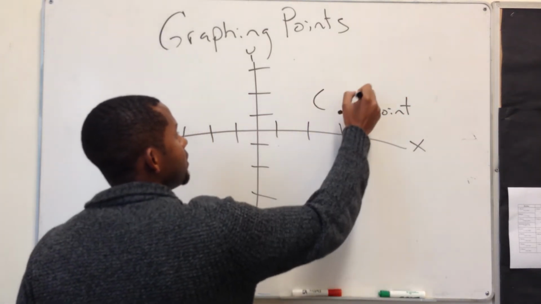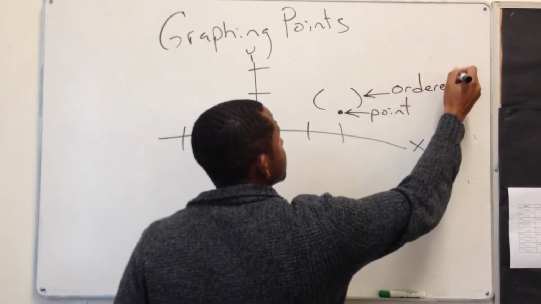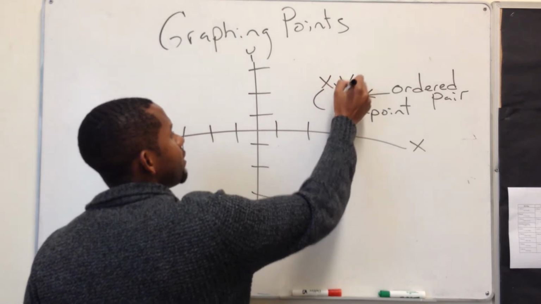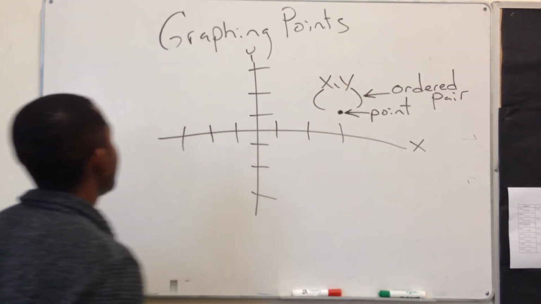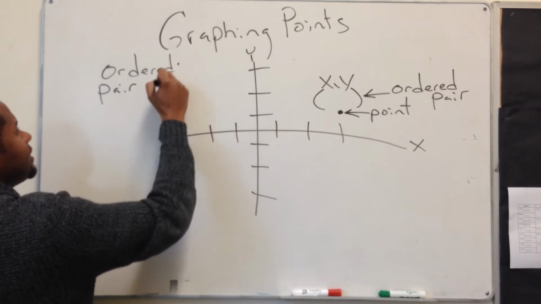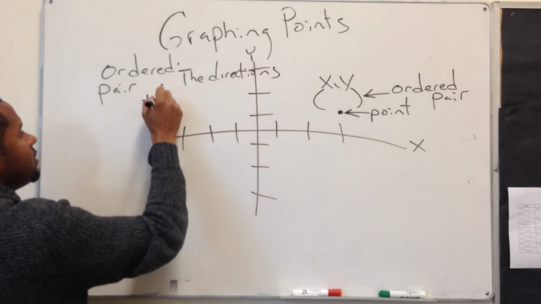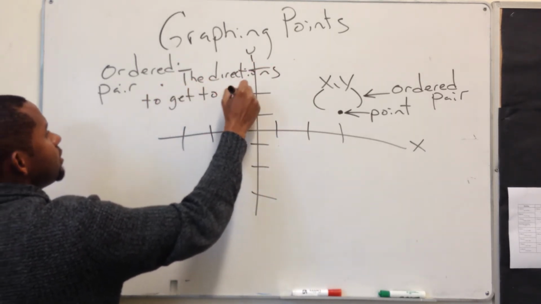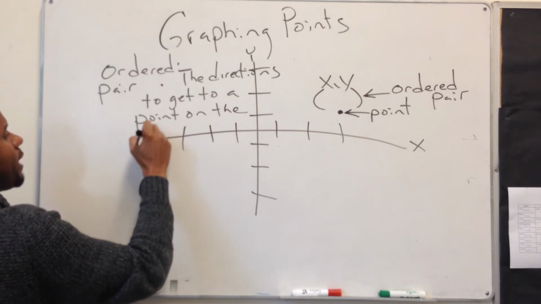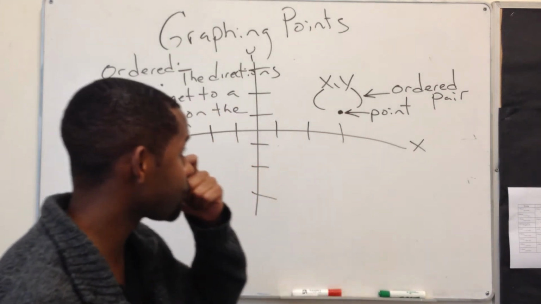Right? This point has what's called an ordered pair that represents it. Okay? That ordered pair has an x and a y value. Alright? An ordered pair is basically like the directions to get to a point on the graph. Okay? I don't know why I wrote it right there. It probably makes more sense to write it down here, but you guys are smart. You'll figure that out. Okay?